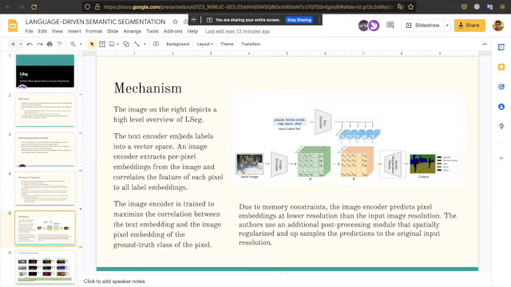So the mechanism, this is the image which probably most of you are going to be familiar with. This is the input image and the image encoder, which in this case is a dense prediction transformer, and the text encoder, which uses these input label sets. The text encoder, of course, is the CLIP text encoder. And here you can see the yellow boxes is the correlated tensor. This is the output, which is H by W by N blocks.